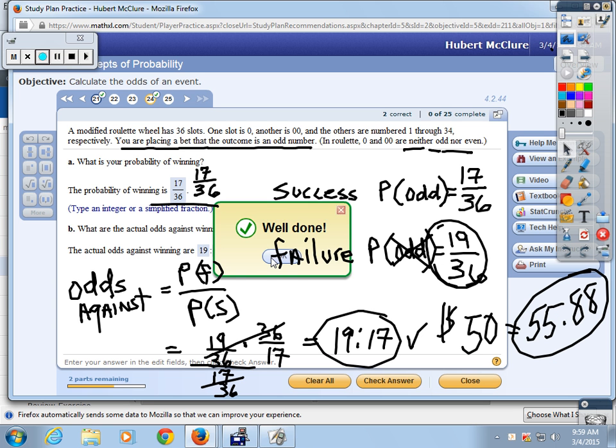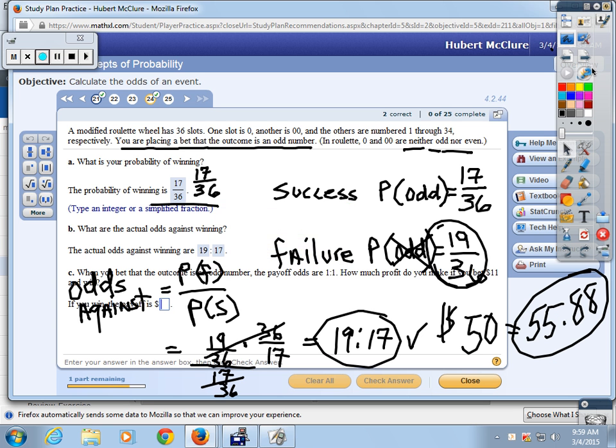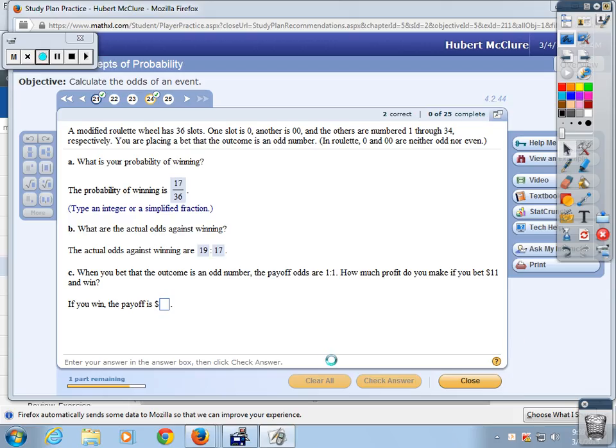Now C, everybody should get C correct. Read C. When you bet that the outcome is an odd number, the payoff odds are 1 to 1. How much profit? Now I don't agree with the word profit. I like to say payoff. What is the payoff if you bet $11 and you win? On a 1 to 1 bet, you win $11.